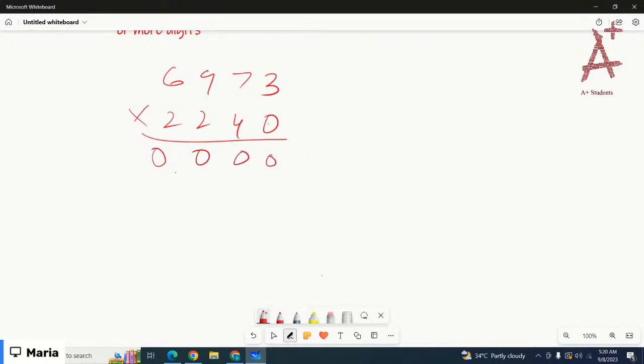Okay, so now we're going to multiply the tens digit, right? So you have to start writing the numbers right below the 10. Just add a 0 right below the 1, right? 4 times 3 is 12. 2, 1 carry.